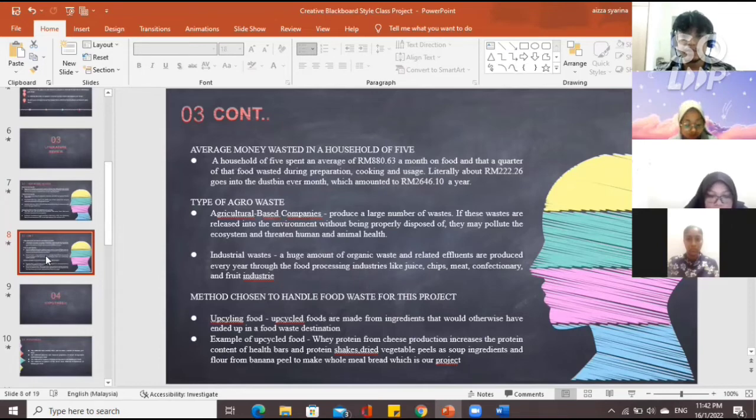And for the types of agro waste, there are two types. First is agriculture-based companies. Agriculture-based companies produce a large amount of waste. If these wastes are released into the environment without being properly disposed of, they may pollute the ecosystem and threaten human and animal health. The second one is industrial waste. A huge amount of organic waste and related effluent are produced every year through the food processing industry, like juice, chips, meat, confectionery, and fruit industries.